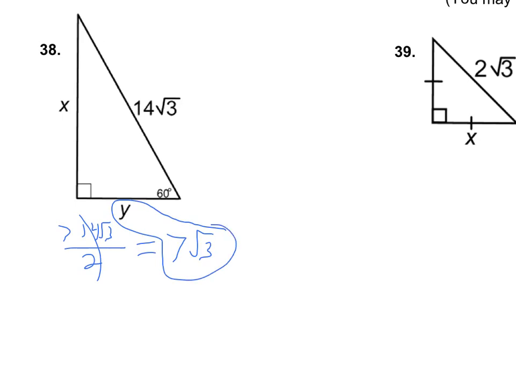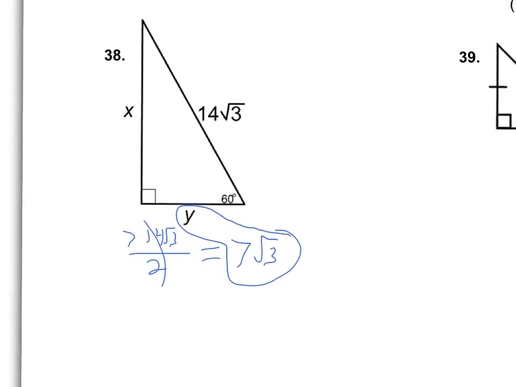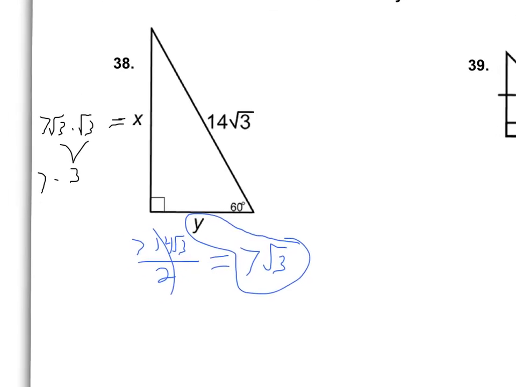And to figure out the longer leg, you multiply that by radical 3. So 7 radical 3 times radical 3. Well, radical 3 times radical 3 is just 3. So 7 times 3, 21. X equals 21.